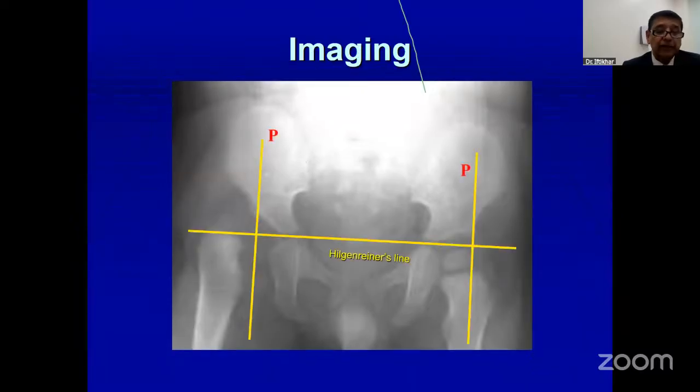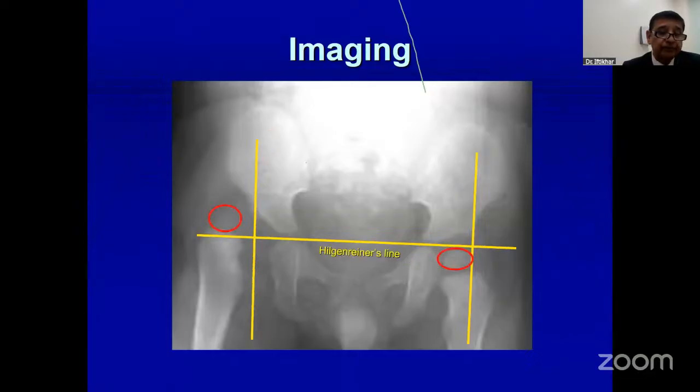So I draw the lines here, Perkins lines and Hilgenreiner's line, four quadrants, and look where the heads are. They are not in the inner lower quadrant. So this is obviously a dislocated hip. It is very high riding and subluxated. Okay, this is how you can tell the difference between the two.